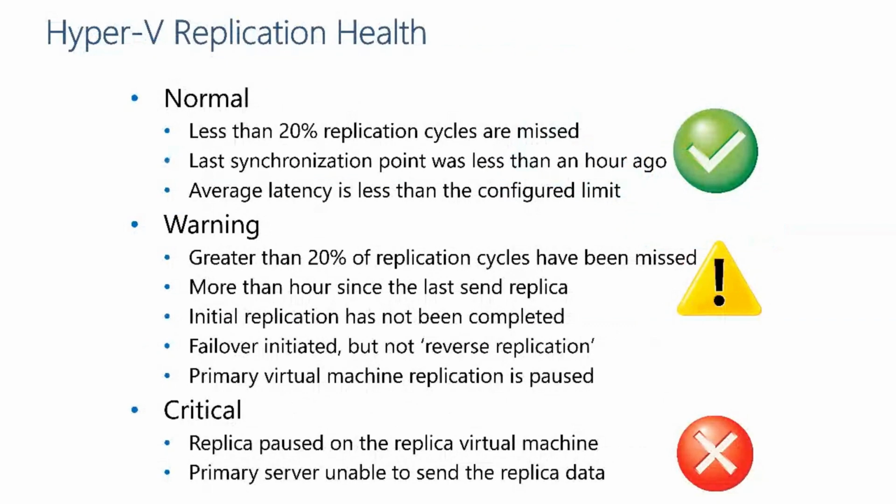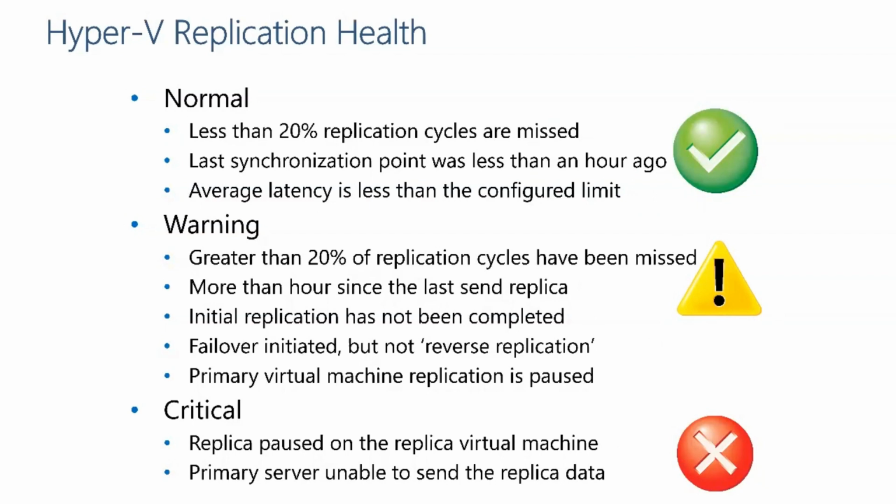Well, we can monitor the health of the replica. So obviously normal is good. That means less than 20% of the replication cycles are missed. Sometimes some things just happen. You miss a little bit here and there, but that's okay if it's within less than 20%. And also the last synchronization point was less than an hour ago, and the average latency is below the configured limit.